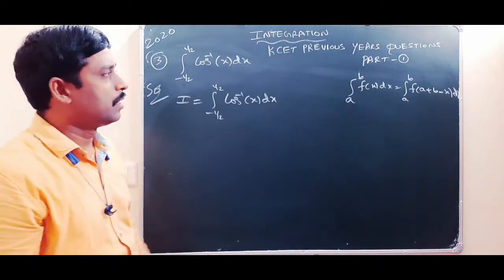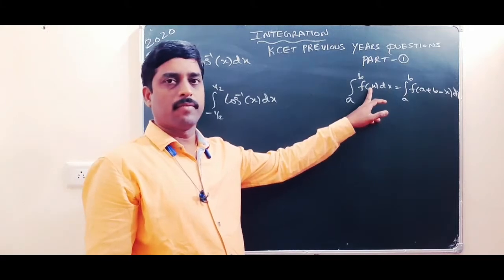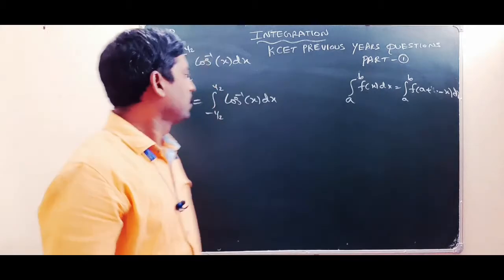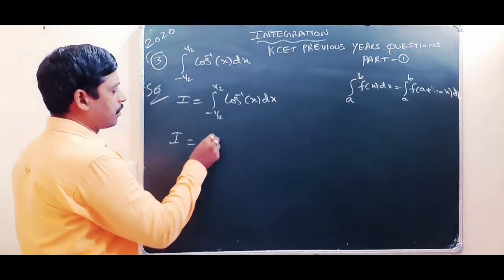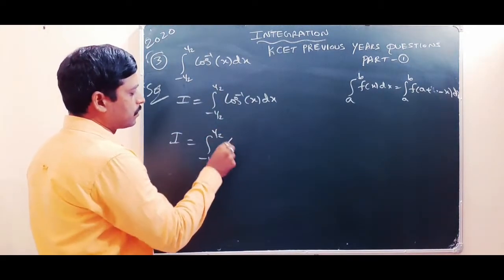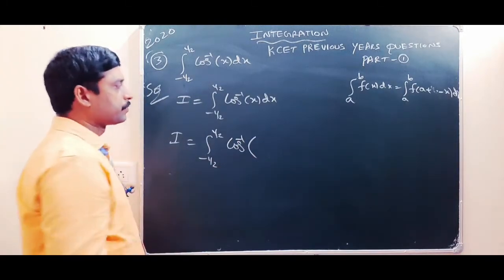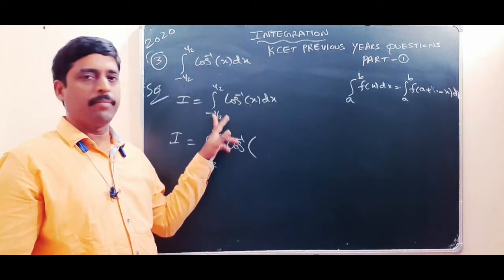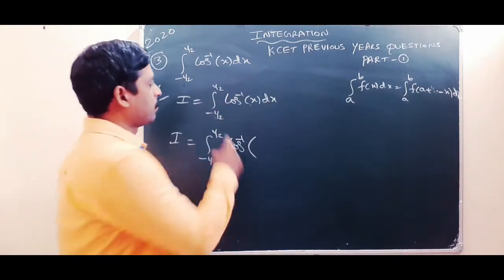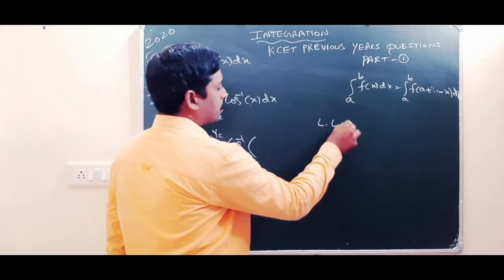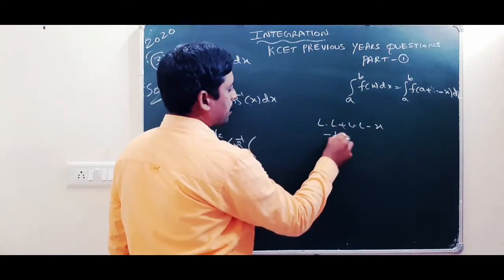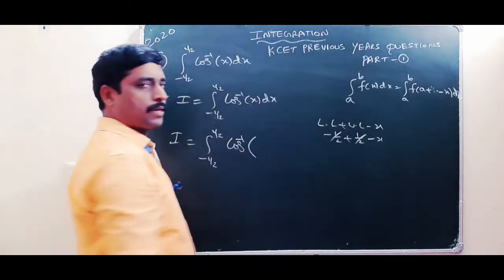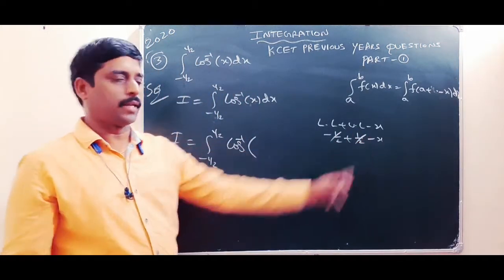So on explanation, we should write lower limit plus upper limit minus x. In this, I is equal to the integral from minus 1 by 2 to plus 1 by 2 of cos inverse of, on explanation, lower limit plus upper limit minus x. What is the lower limit? Lower limit is minus 1 by 2, upper limit is plus 1 by 2, minus x. So we should write minus x.